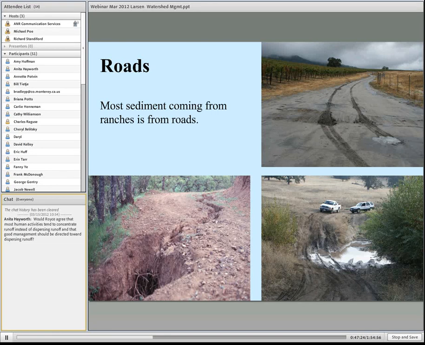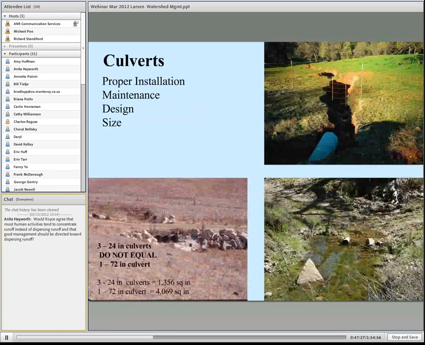Culverts, probably one of the biggest problems out there. Water that comes through a pipe, of course you're going to increase the energy, and then you have to deal with what happens as it comes out the end of that pipe. The whole idea of getting the proper size of a culvert in so that you do not increase that velocity is very important. And one thing to think about is, for example, if you need a 72-inch culvert, three 24-inch culverts does not equal one 72-inch culvert. That's also important if you're talking about fish passage or something in certain streams. You need to be very careful about that.